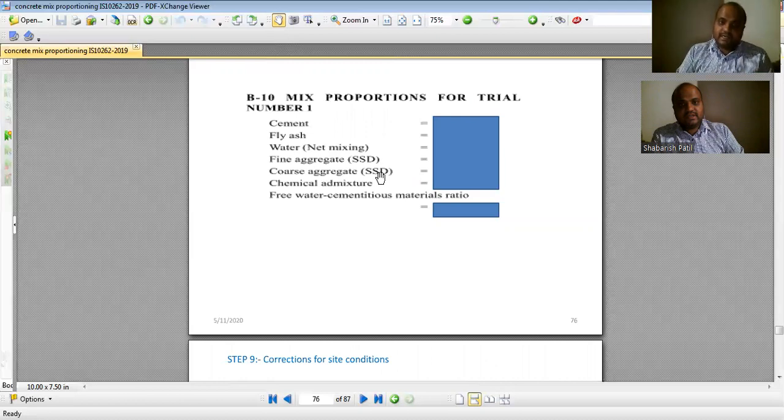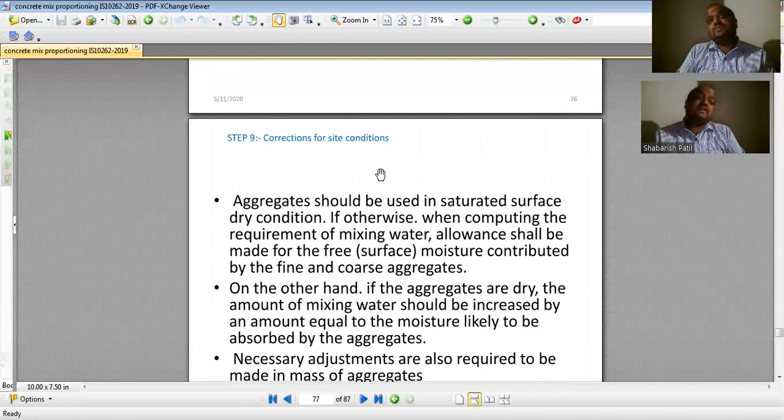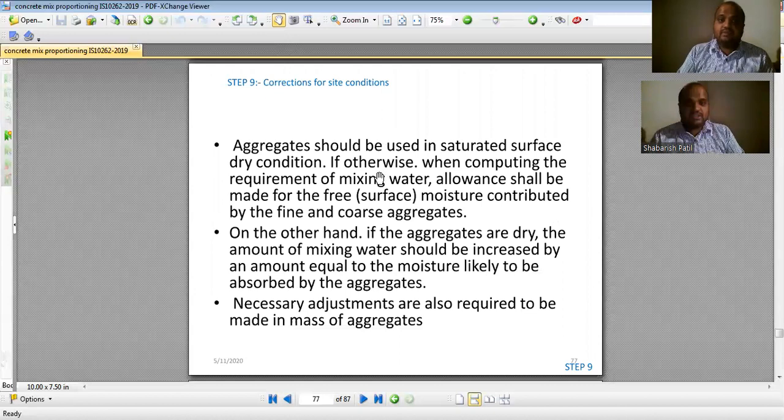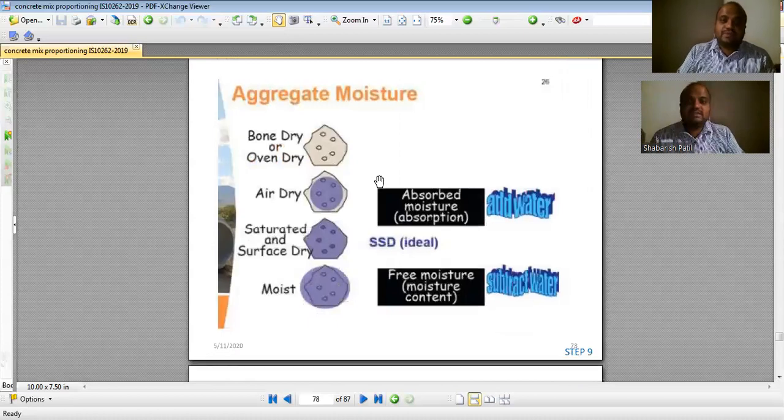Okay, it is surface saturated dry condition, but aggregates need not always be in an SSD condition. Then we have to make those necessary adjustments. With this sketch, I will try to show you what the SSD condition is. Like bone dry or oven dry, the aggregate has cavities, and all the cavities are empty here. This is the bone dry or oven dry condition of the aggregate.